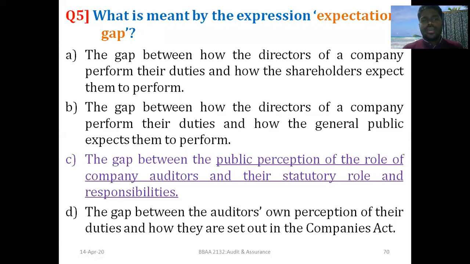No. So then B you can reject. What about C? The gap between the public perception, users' perception, general public perception, expectation, and the role of the company auditors, and their statutory role and responsibility. As a user, we expect more from the auditor, but we don't know what is their legal statutory role and responsibility. Without knowing the auditor's statutory role and responsibility, we expect more, perceive more. So that is indicated by the expectation gap. So the answer is C. You can write it as C.